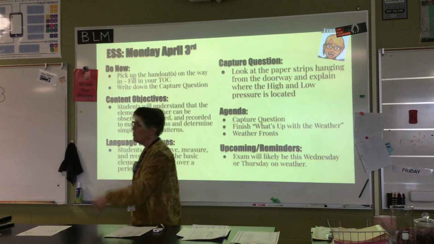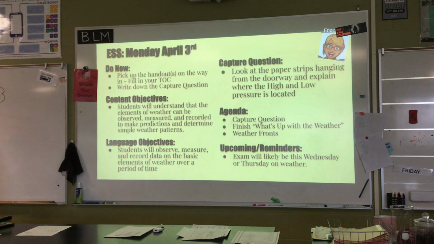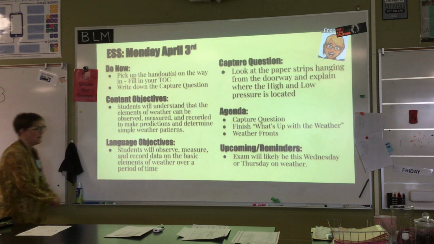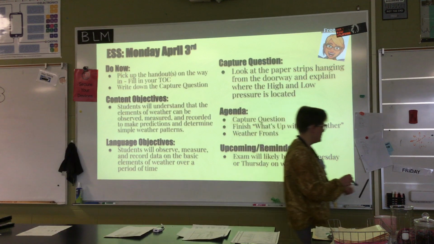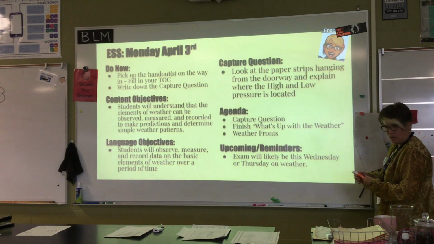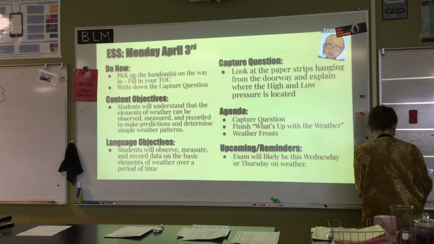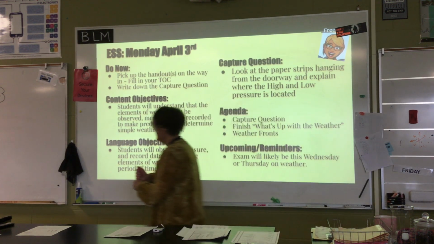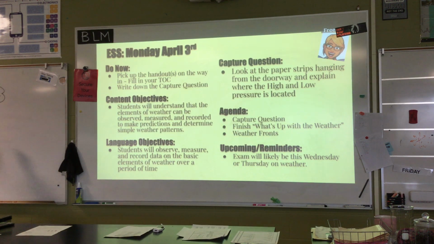Put your stuff away and get your notebook out. So we're going to be looking at where the high pressure system is and the low pressure system is. And then we are going to hop into what we're doing for the rest of the day. All of my markers are gone. Well, that's cool. So I'm going to give you some time to work on that. Today's date is Monday, April 3rd. I cannot believe it. So we're going to try to figure out where is high pressure and where is low pressure based on what we see.